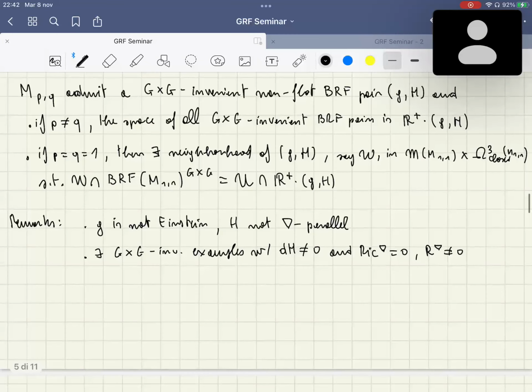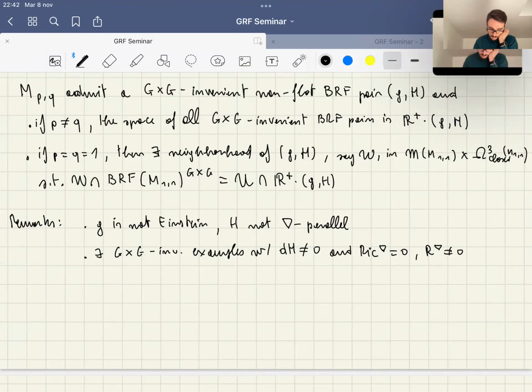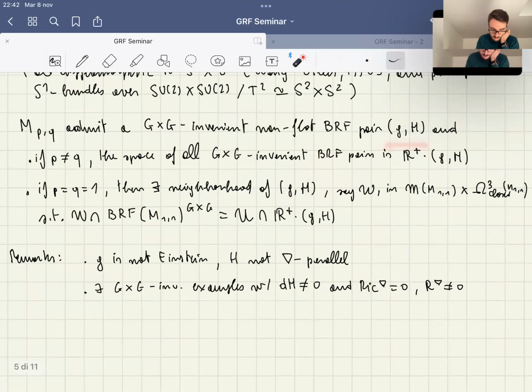Sorry, in the statement of the result, what is U? U is an open neighborhood. So it's a neighborhood of the solution you get. So you obtain an explicit solution in this case. As I was saying, you have to solve a system of algebraic equations, and you find a solution that gives you a Bismuth-Ricci flat pair that is not flat.